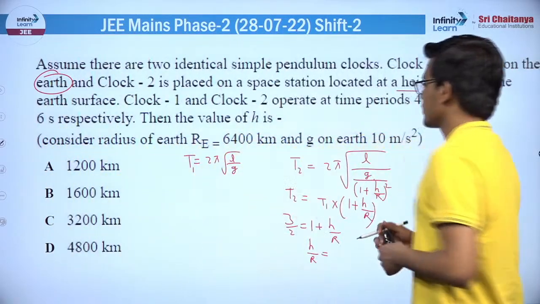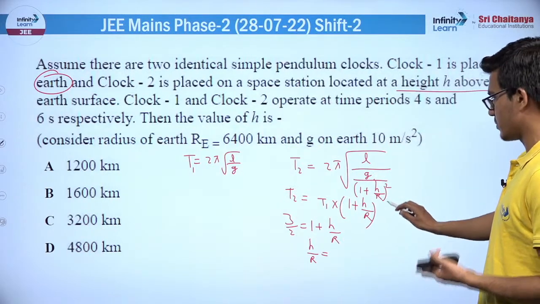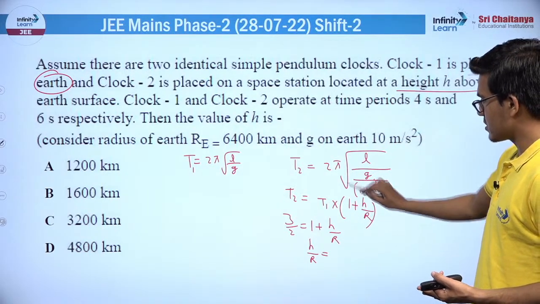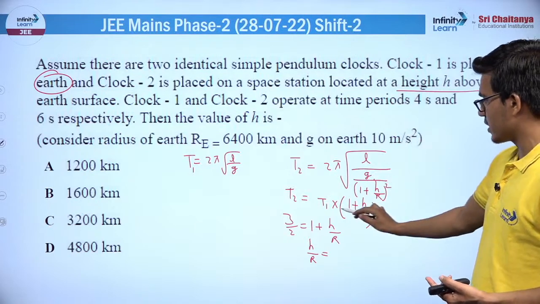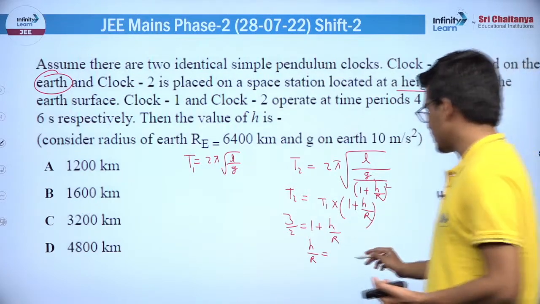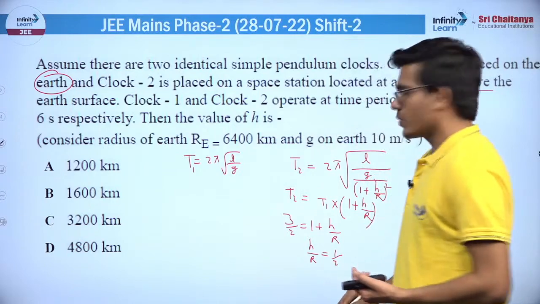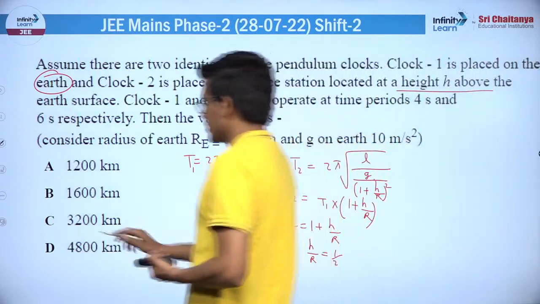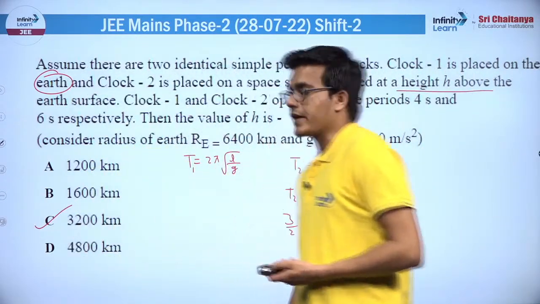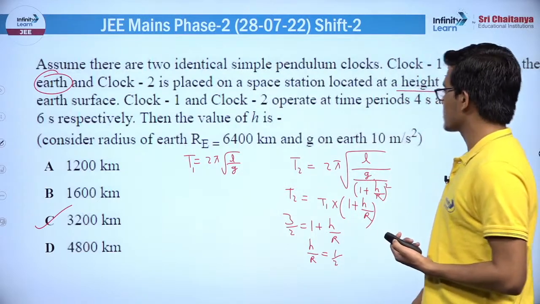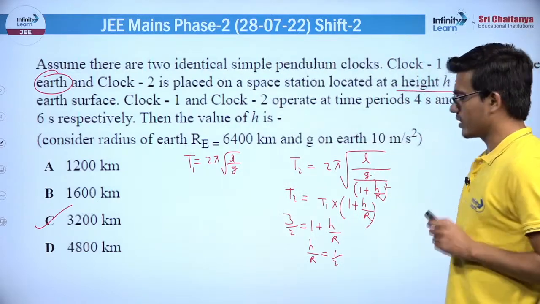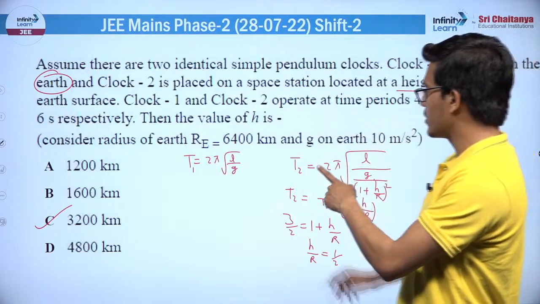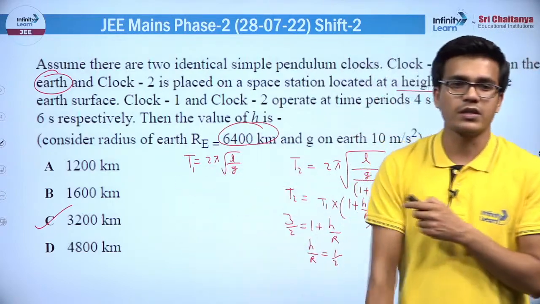It seems everything is fine. The value of height h is given by this only. T1 is 4 seconds, this is 3 by 2, everything is right? So h will be R by 2, that means 3200 kilometer is the height from the ground surface, right? So that is my final answer. R by 2 means 6400 divided by 2, 3200 is the final answer.